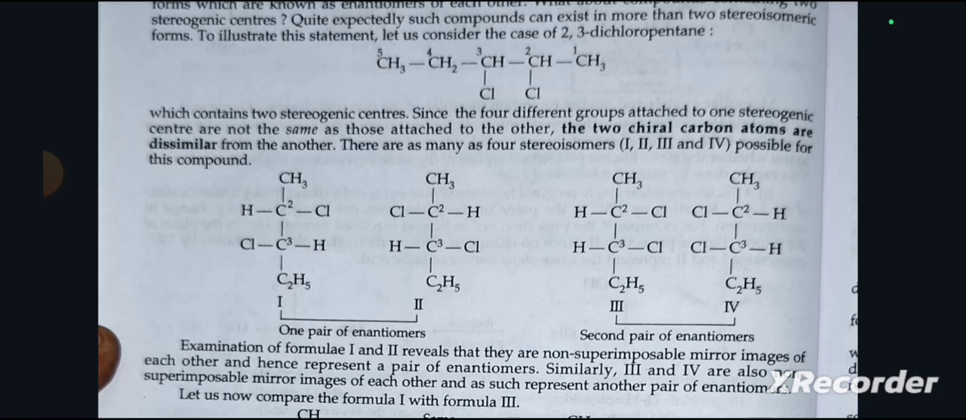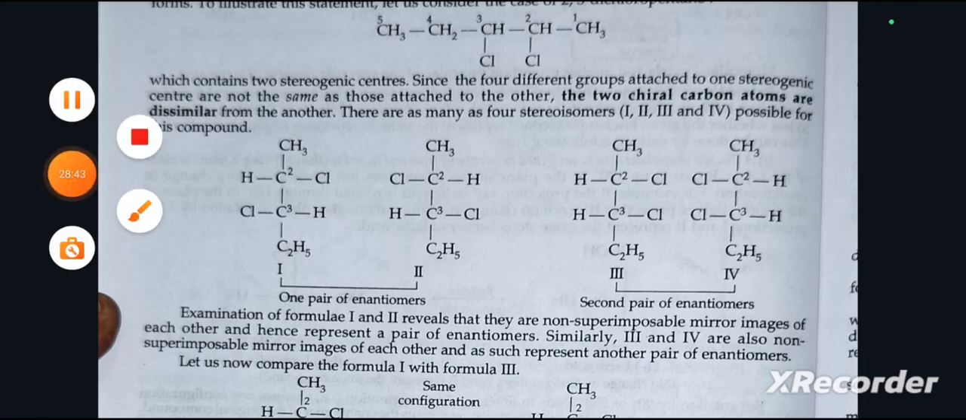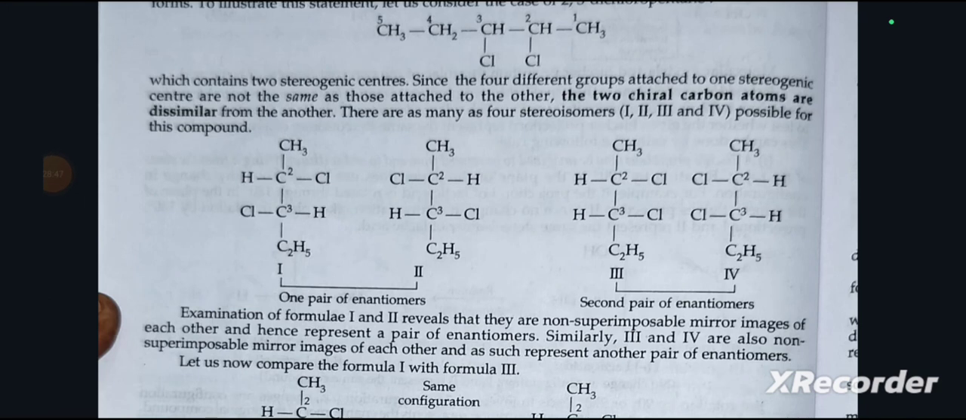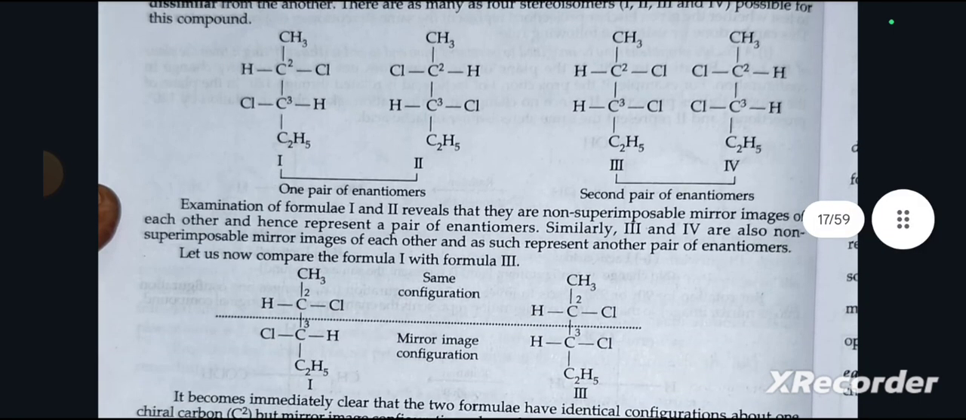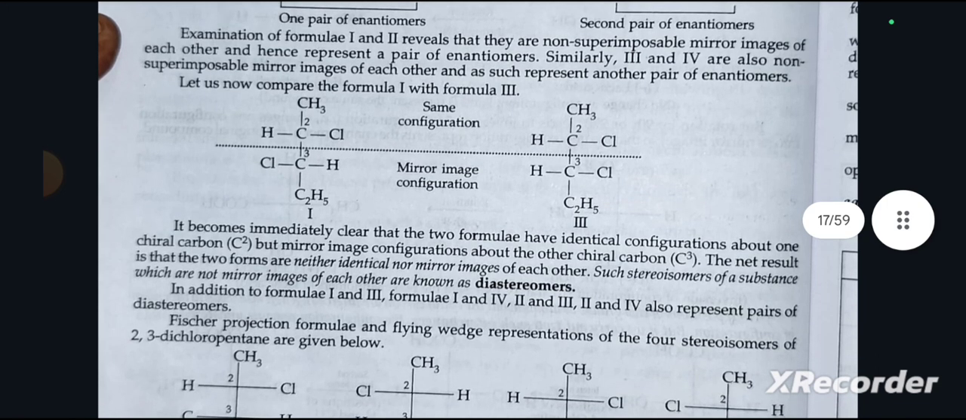Since the four different groups attached to one stereogenic center are not the same as those attached to the other, the two chiral carbon atoms are dissimilar from one another. There are as many as four stereoisomers, 1, 2, 3, 4, possible for this compound. One pair of enantiomers, second pair of enantiomers. Examination of formulas 1 and 2 reveals that they are non-superimposable mirror images of each other and hence represent a pair of enantiomers. Similarly, 3 and 4 are also non-superimposable mirror images of each other and as such represent another pair of enantiomers.